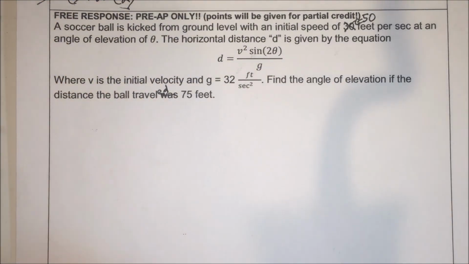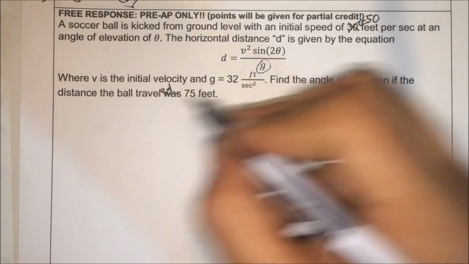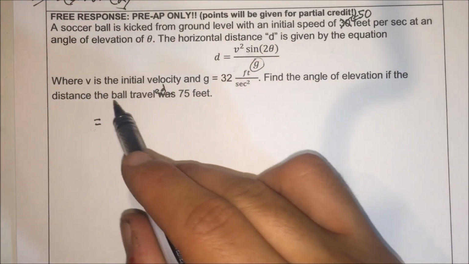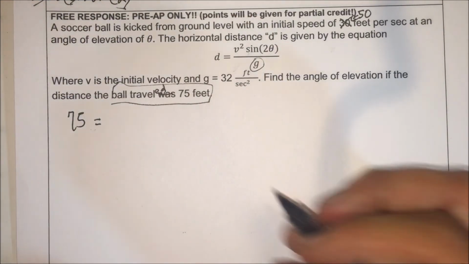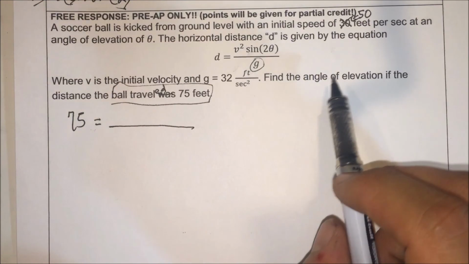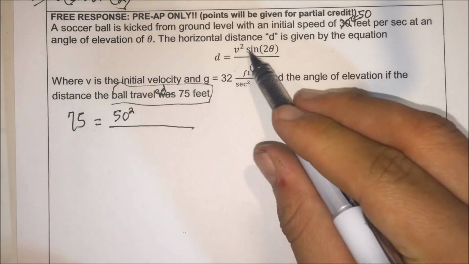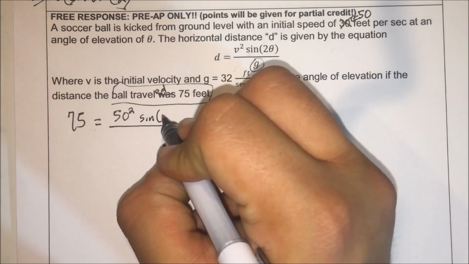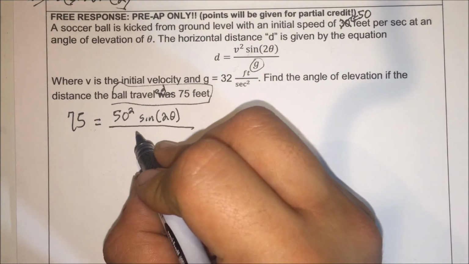Alright, so just like the last one, we just want to plug stuff in. What is our g? We know it is 32. So let's write this out. I'll put an equal sign. The distance it travels, the d, was 75, so we'll put that on the left. In the top, the initial velocity, we're told that is 50 feet per second. Remember, you have to square that because the formula says that gets squared, with the sine of 2 theta behind it over the gravitational constant, so instead of g, we just put 32 down here.